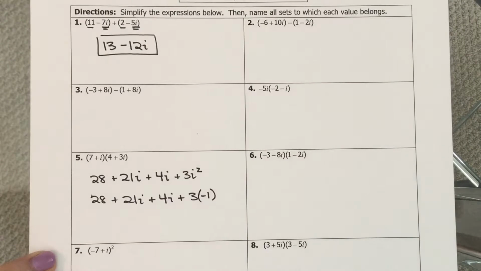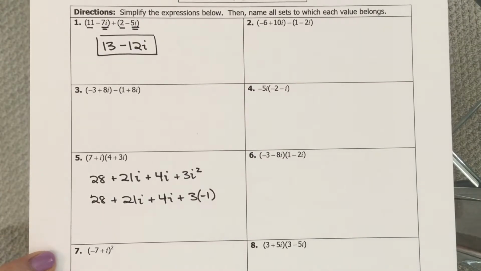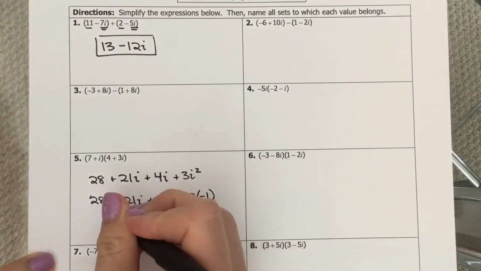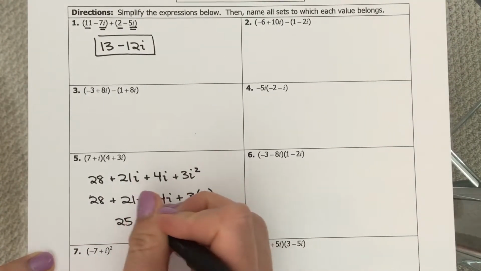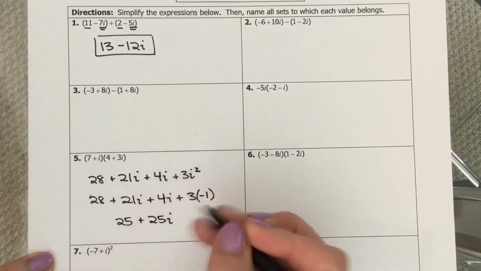Okay, so 3 times negative 1 is a negative 3, and then we can combine up those like terms. Okay, so we've got 28 and negative 3 would give us a 25, and then 21i and 4i gives us actually also 25, but with an i attached.